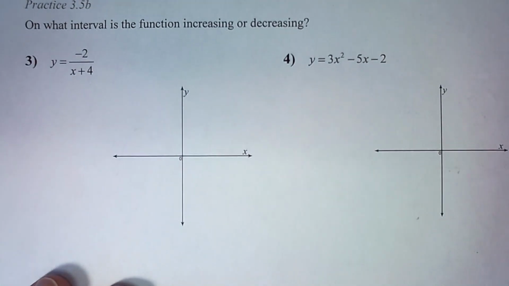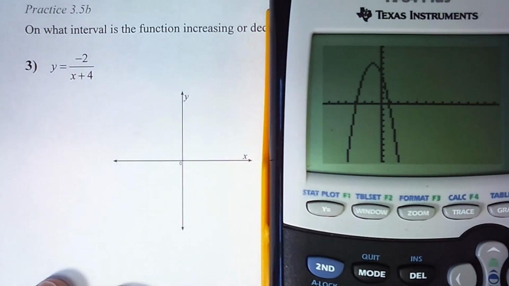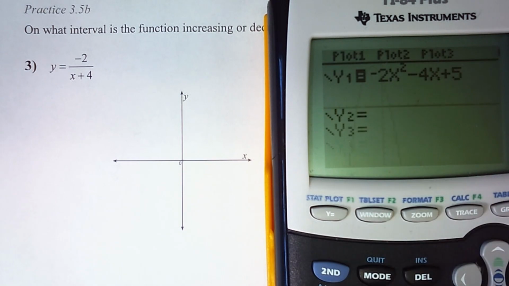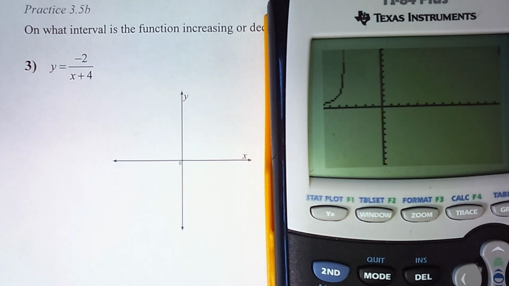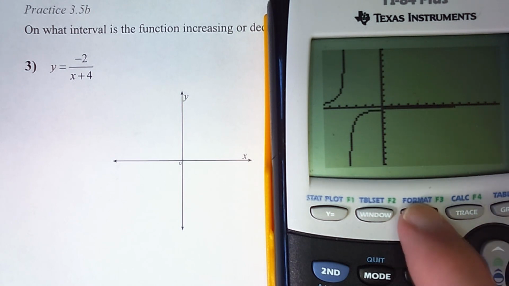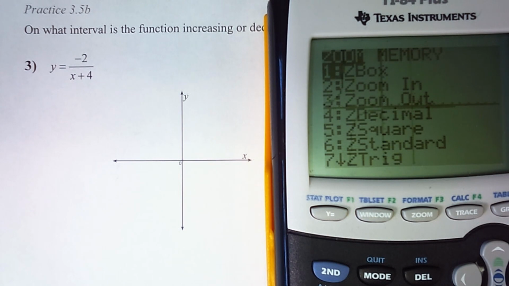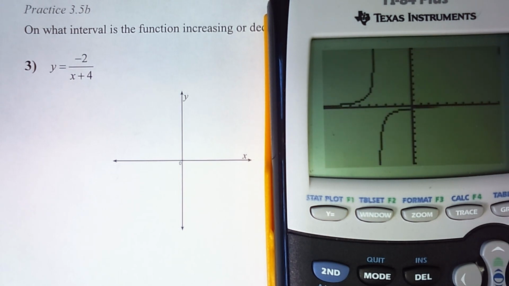Okay, now increasing and decreasing intervals. So back to y equals, we'll clear that out. Negative 2 over x plus 4. Make sure that denominator is in parentheses, so x plus 4 is all part of the denominator. And graph. And I want a standard window here, so I'm going to hit zoom 6. So there we are in a standard window.